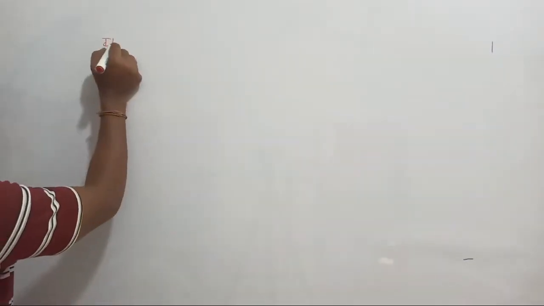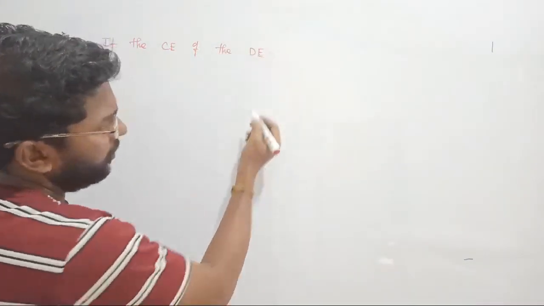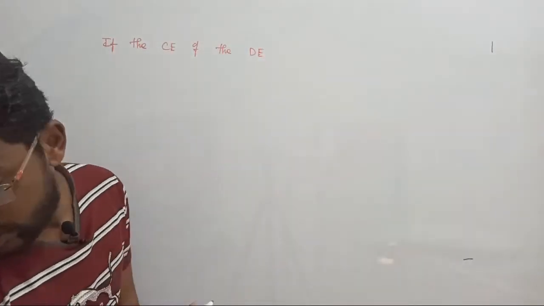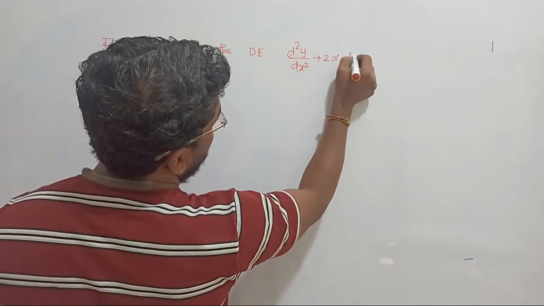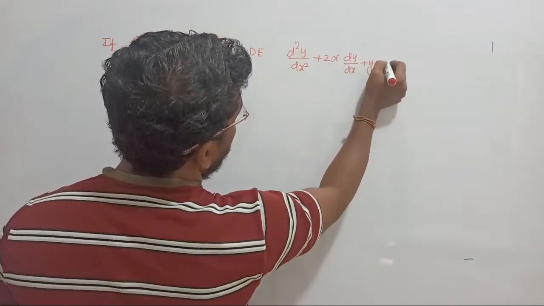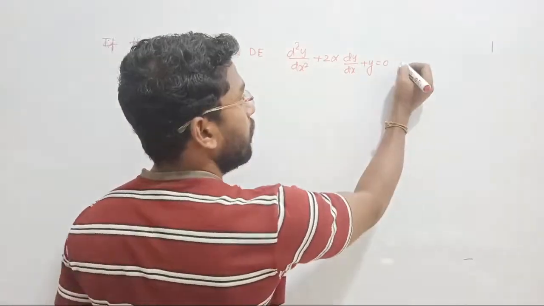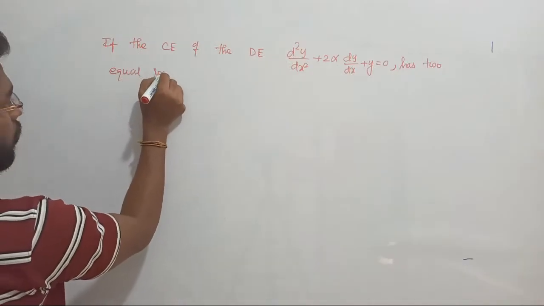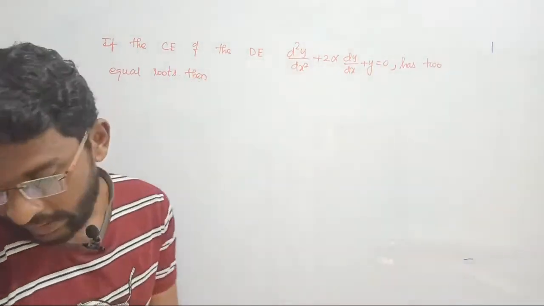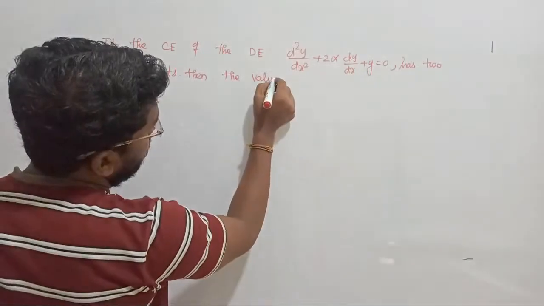The next question is: if the characteristic equation of the differential equation d square y by dx square plus 2 times alpha into dy upon dx plus y equal to 0 has two equal roots, then the values of alpha are.